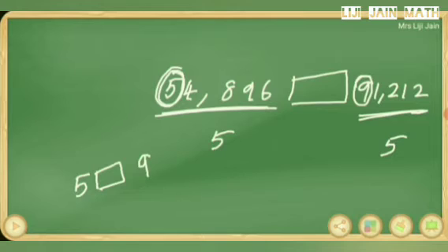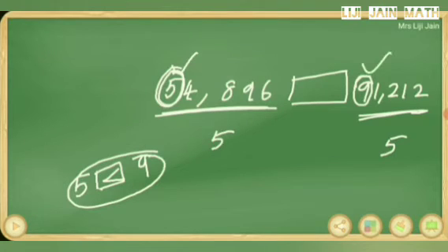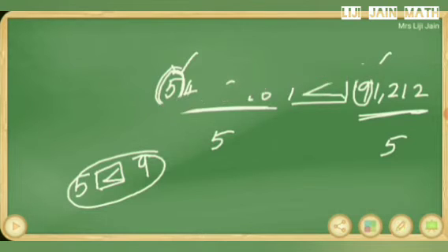Now we have to compare these two digits, 5 and 9. Which one is greater and which one is smaller? We all know 5 is less than 9. Since 5 is less than 9, we can say that the number that begins with 5 is less than the number that begins with 9. That means 54,896 is less than 91,212. Have you understood?